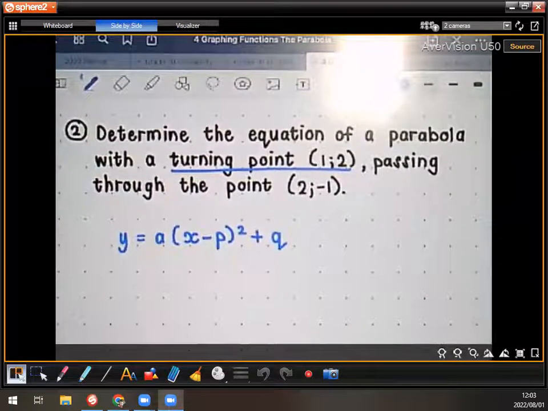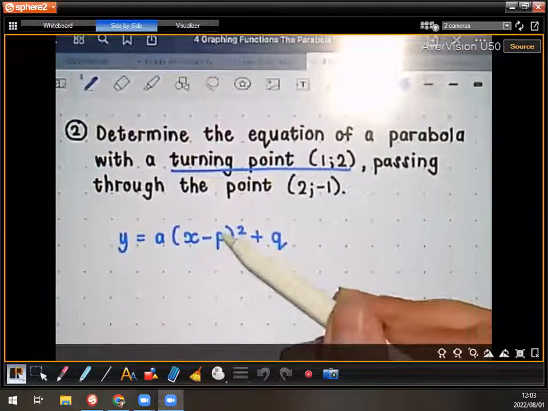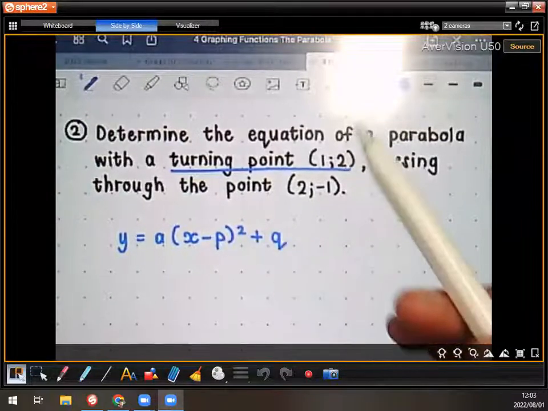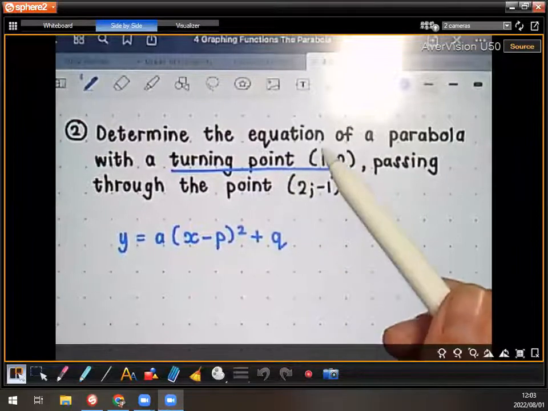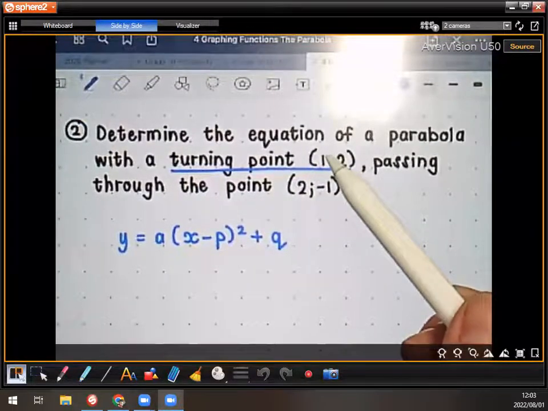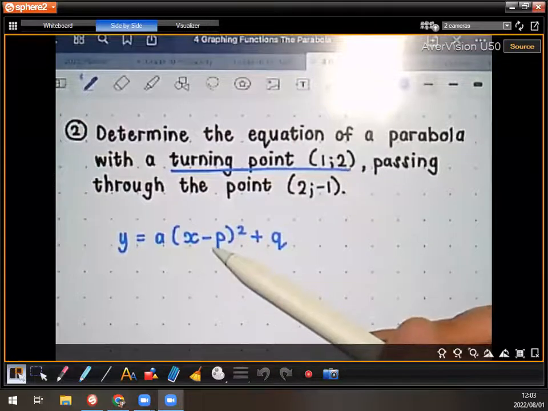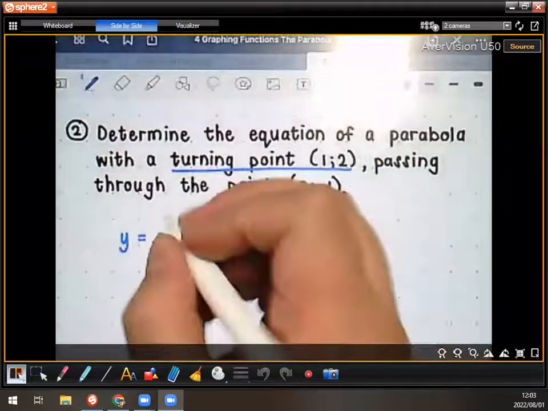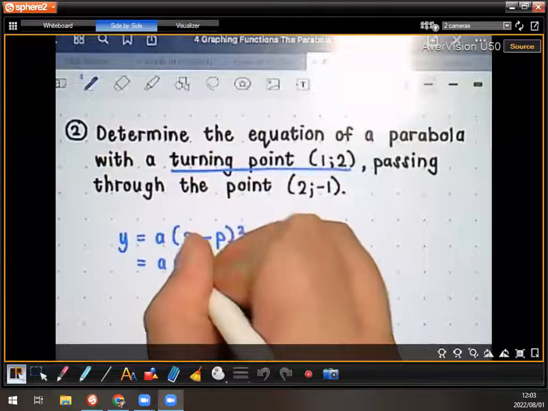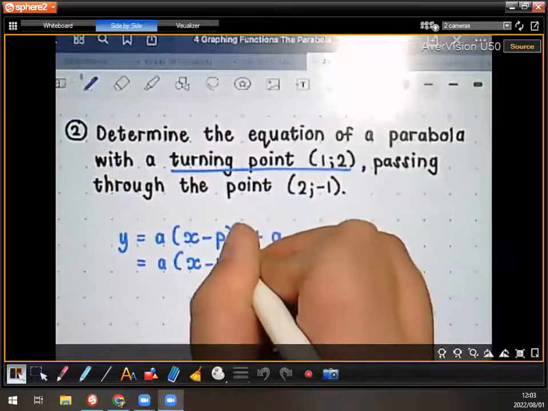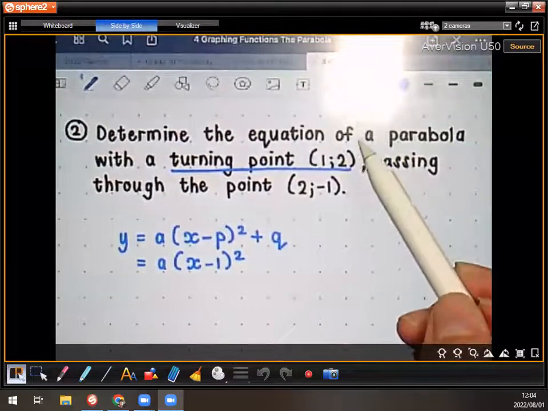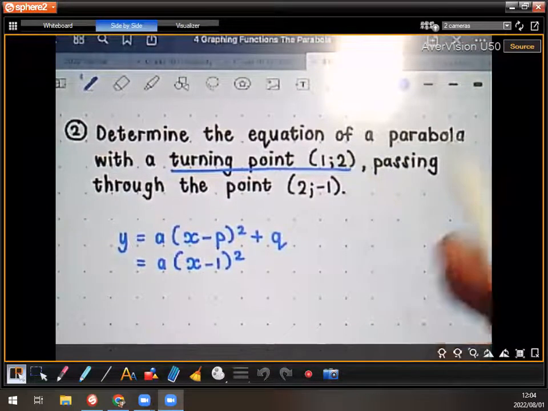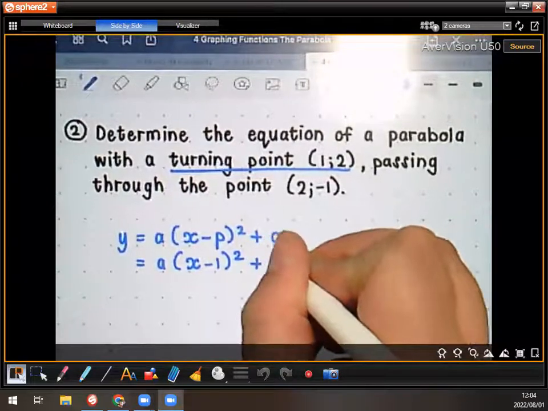Now we need to put the turning point into that equation. Okay, and remember that it's going to be P and Q, those are the coordinates. Guys, again, in an X bracket, it always has a different sign from in the actual coordinate. So the X coordinate is 1. That means that my X bracket is going to be X minus 1. Okay, so we have equals A bracket X minus 1, and then you square that. The y value always keeps the same sign. Okay, so it's positive 2, so that's going to be a plus 2.